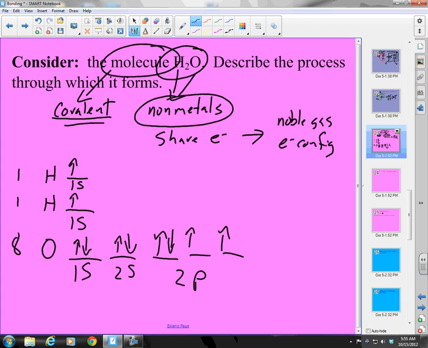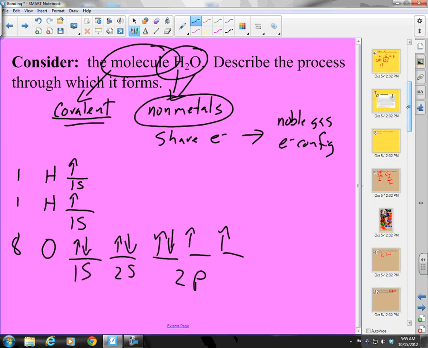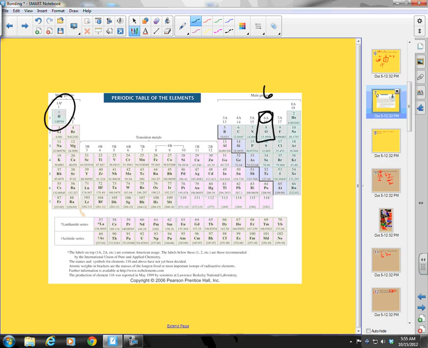They both want to get noble gas configurations. Well, let's look at hydrogen. What noble gas configuration can it get? Well, it has 1 electron, and what's its closest noble gas? Helium, and helium has 2. So for hydrogen to become a noble gas configuration, it needs to somehow pick up 1 electron.